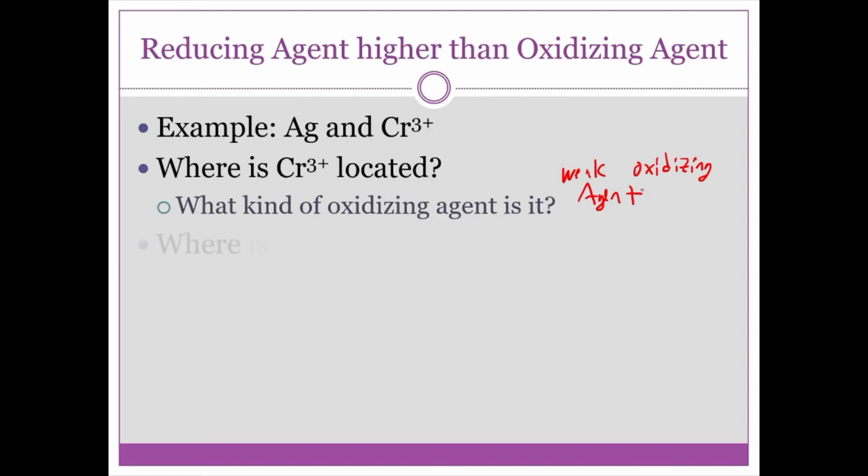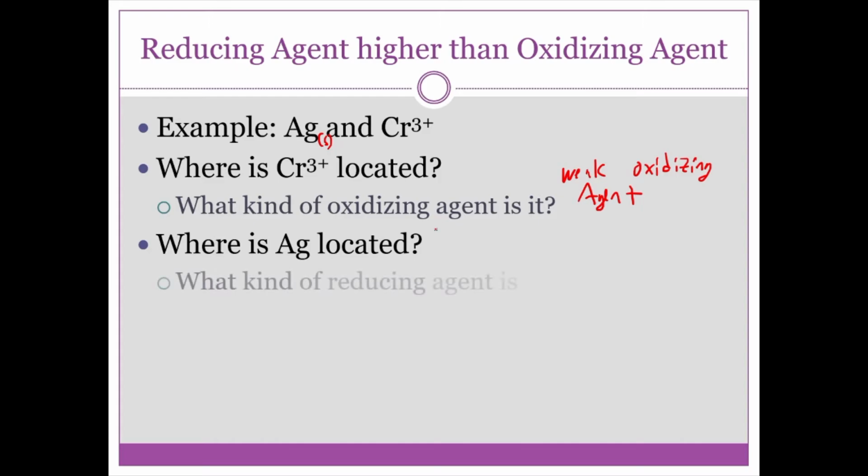Okay. And if you look for where silver is located, and again, we'll make a note that this is solid silver, not the ionic silver. Solid silver is a pretty weak reducing agent. So weak reducing agent. Okay. What does this mean?